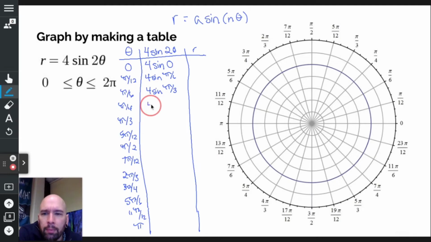4 sine 2 times pi over 4 is pi over 2. And again, as we do these, they are now more manageable things that we can deal with. We know that we can do all of these sines. We just have to multiply by 4 when we're done with them. 4 sine 2 times pi over 3 is 2 pi over 3. 4 sine 2 times 5 pi over 12 is 5 pi over 6. 4 sine 2 times pi over 2 is pi.